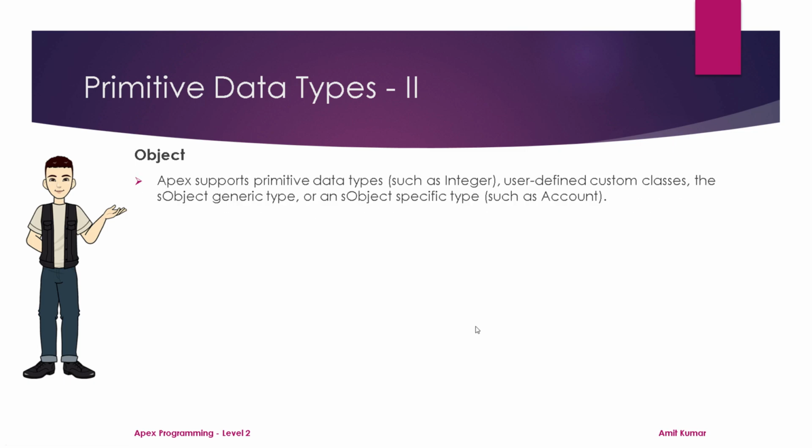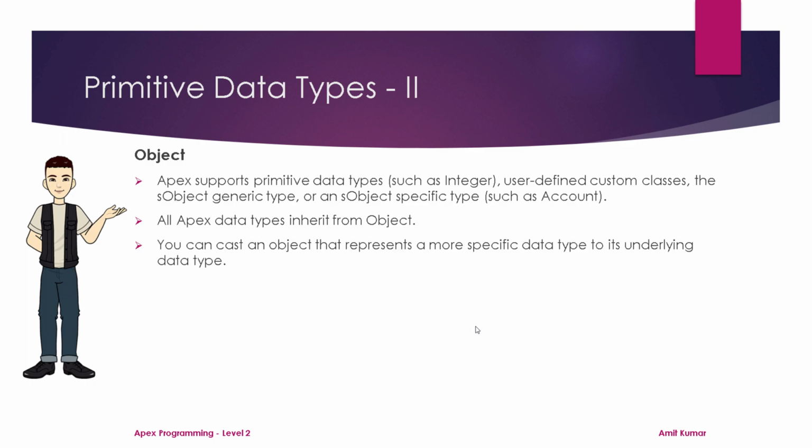Object. Now Apex supports primitive data types such as integer, user-defined custom classes, the sObject generic type, or an sObject specific type such as an account. All Apex data types inherit from object type. That means object is a type which can support any certain data type.